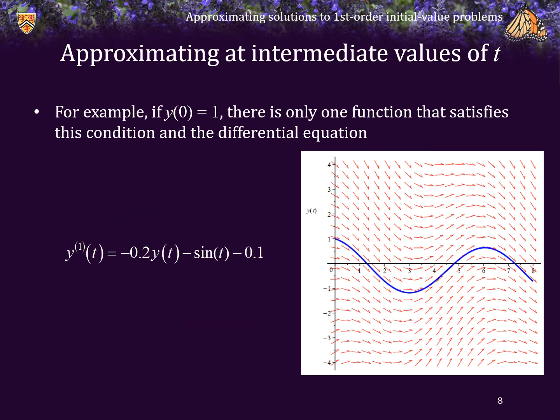All right, so for example, if the initial condition is y at 0 equals 1, there's actually only one function that satisfies both the condition, shown there, where you can see when t is equal to 0, the value of the function is y equals 1. The slope there is negative, and as it proceeds, you can see that the function does seem to follow the slopes as indicated in that plot.